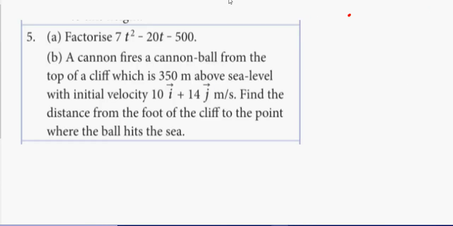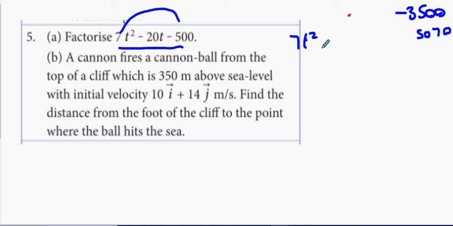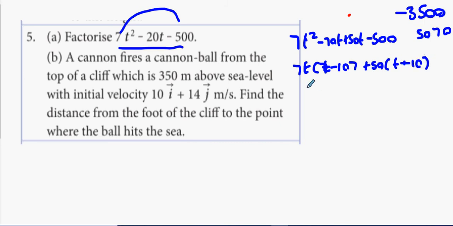Alright guys. Factorize this. You're going to get 7t squared, multiply the 7 by the 500 and you get minus 3,500. Break that up into its factors. You get a 50 and 70. So I'm just going to do it like this. Minus 70t plus 50t minus 500. 7t into t minus 10 plus 50 into t minus 10. And you should get 7t plus 50 and t minus 10. That should be it. Okay.